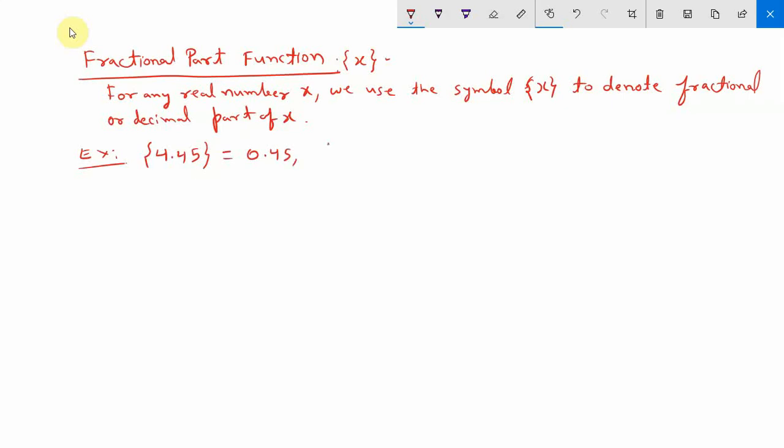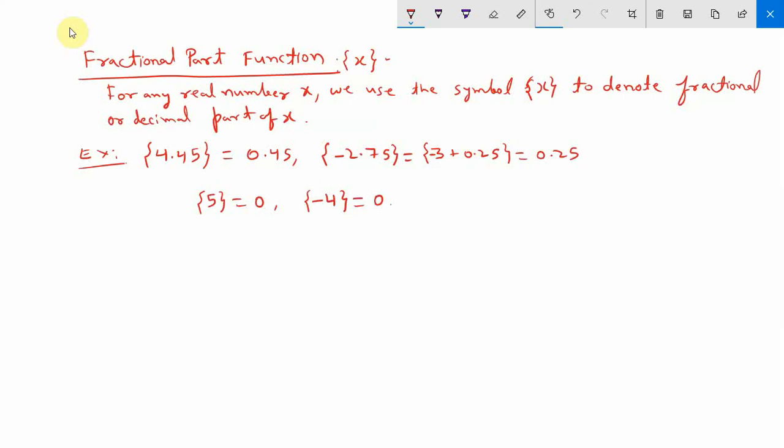If it is a negative number like minus 2.75, it can be written as minus 3 plus 0.25. Okay, so it will be 0.25. Next, if it is an integer like 5, its fractional part will be 0. If it is a negative integer like minus 4, then its fractional part will also be 0.